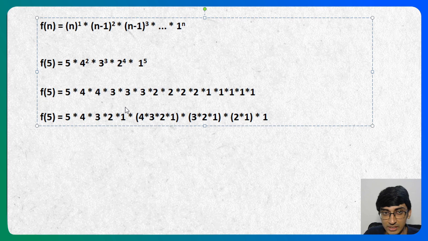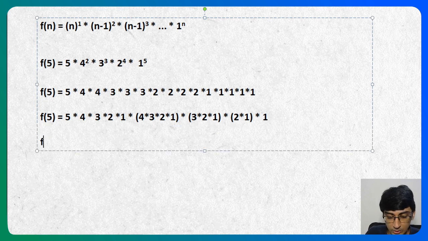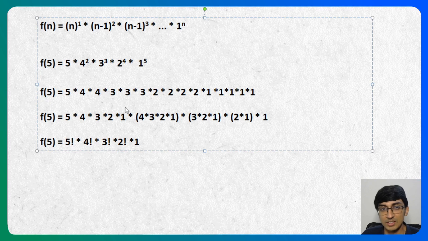So I can do this, right? And now I think you must have all got it. F of 5 is equal to 5 factorial into 4 factorial into 3 factorial into 2 factorial into 1 factorial, right? Or just 1. So now we have a certain value, right? So we can see some function. So for example, for f of 5, I know it's a product of all of the factorials up until now.